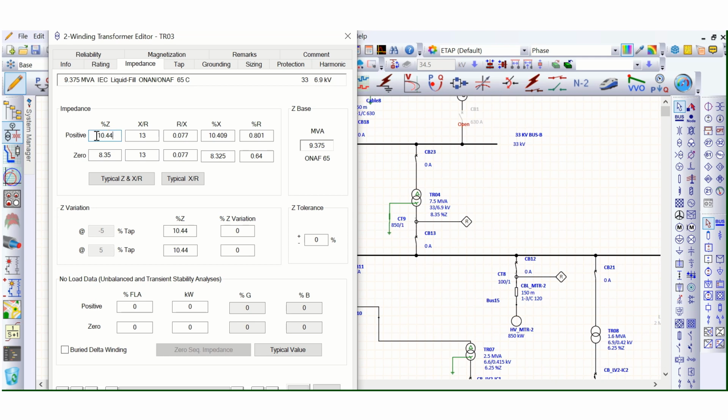So during the initial stage of the project, during the design stage, you can consider this impedance. That's fine. But at that time you need to consider this Z tolerance here, the transformer impedance tolerance. Let's say this is 10%, or let's say this is 7.5%. Based on IEC, you need to check what tolerance is allowable for this particular transformer rating. So in that case, plus minus 7.5% tolerance.